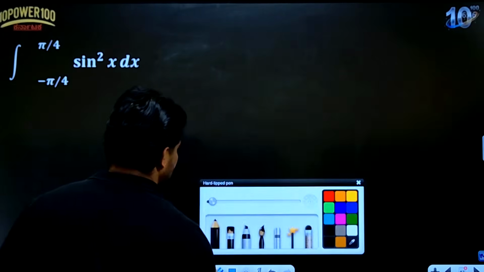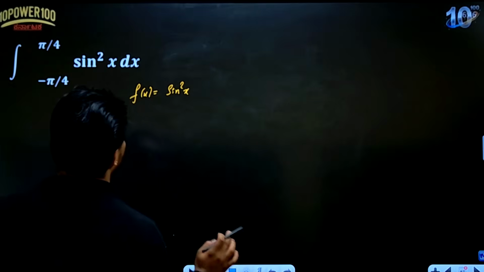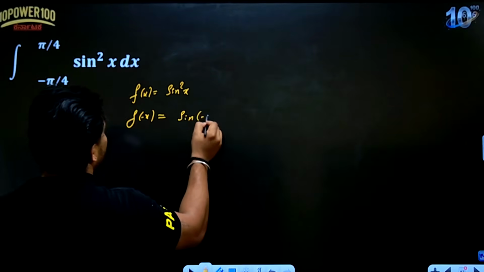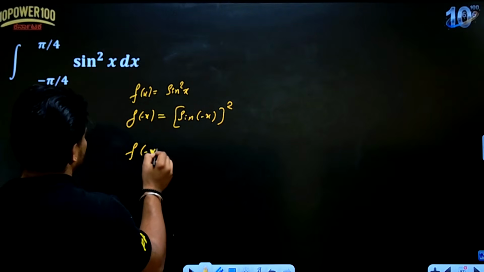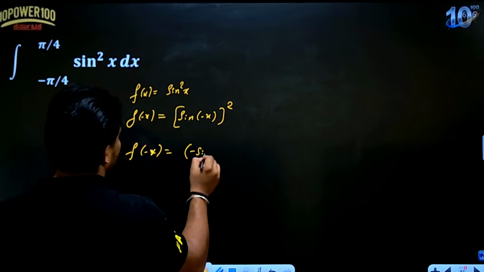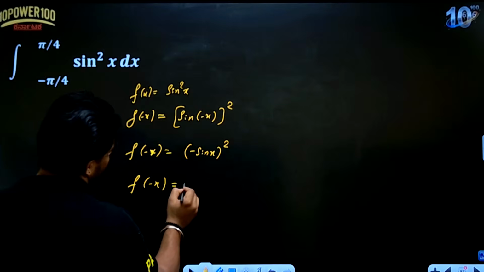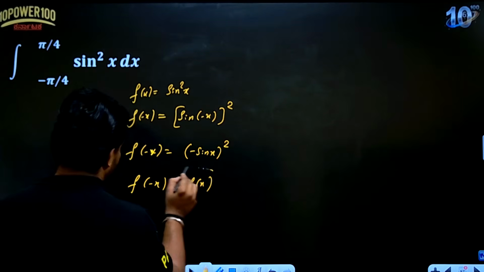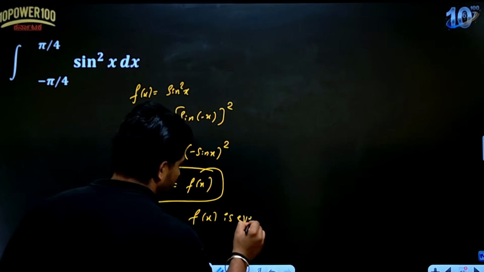So like a simple sum. Now f of x is what? f of x is equal to sin square x, correct? Sin square x dx. Now f of minus x, let us take this as sin of minus x the whole square. So f of minus x is equal to minus sin x the whole square. Minus sin x the whole square becomes positive, right? f of minus x is equal to f of x. Okay, that means f of x is even.